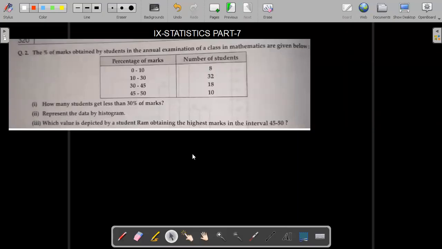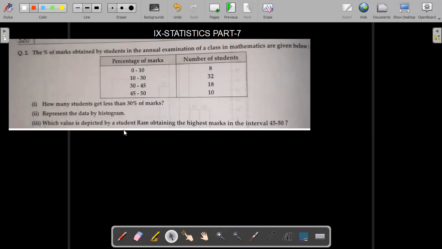That we are taking now. The percentage marks obtained by students in the annual exam of a class in mathematics are given below. Percentage 0 to 10%, 8 students; 10 to 30, 32 students; 30 to 45, 18; 45 to 50, 10. How many students get less than 30% of marks? Represent the data by histogram.